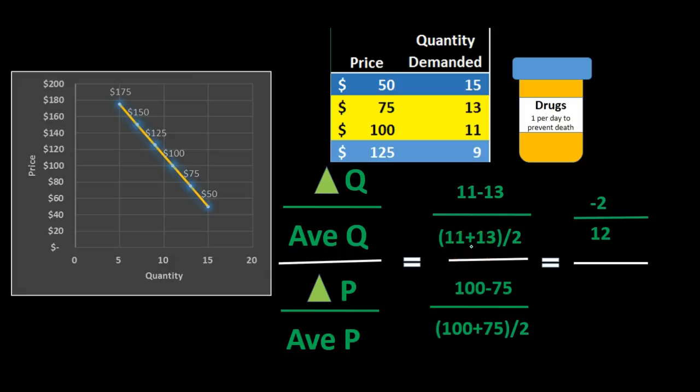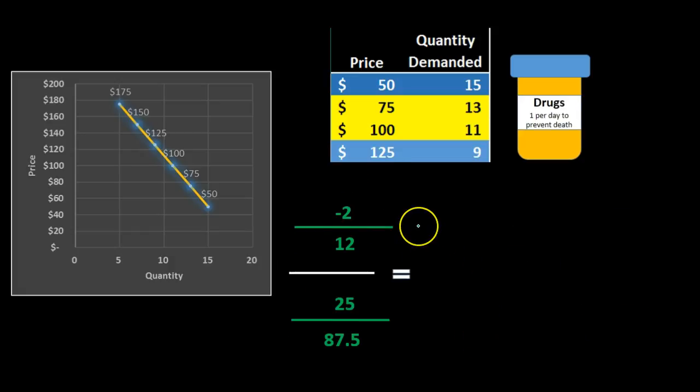We're going to divide that by the 100 minus 75, being the 25. Divide that by the average price, 100 plus 75 divided by 2, giving us an average of 87.5. We simplify that down a bit further. 2 divided by 12 is going to be about 0.1667.